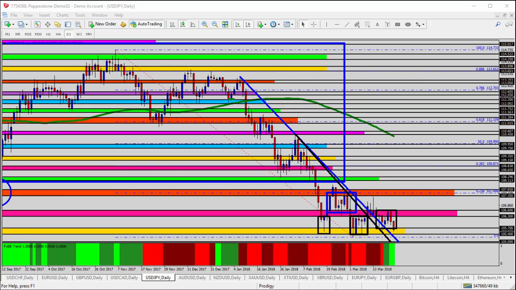Today we're taking a look at the USDJPY, the US dollar versus the Japanese yen, for today's trade analysis. First, it's important to recognize the trend. We have two different trend lines here on the chart. One's a longer trend, one's a shorter trend.